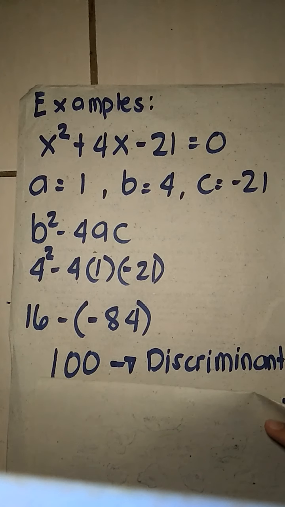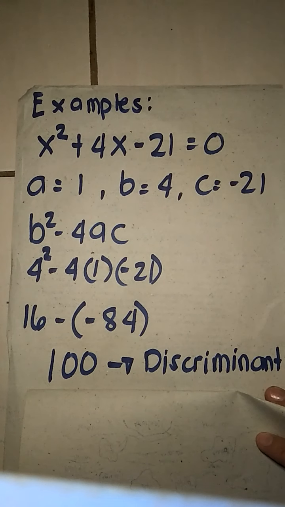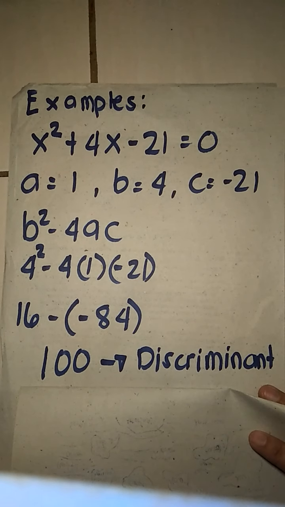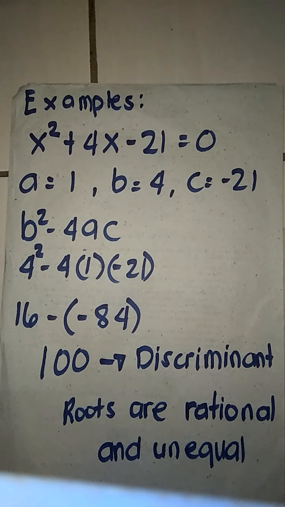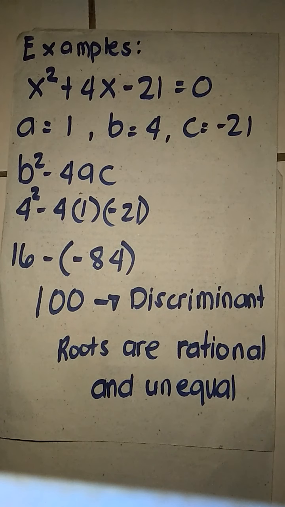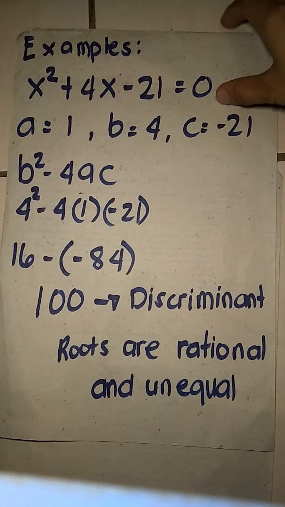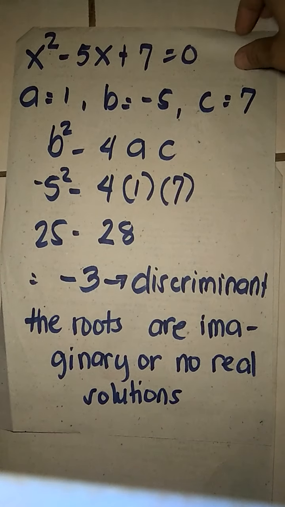Our discriminant, what is it? Less than 0, greater than 0, or equal to 0. Right, 100 is greater than 0? And 100 is also a perfect square. So, the roots are rational and unequal. So, the roots are rational and unequal. Okay? Okay, next example.